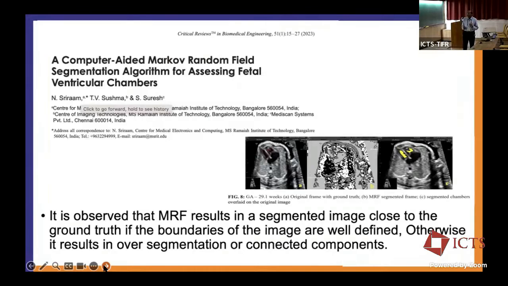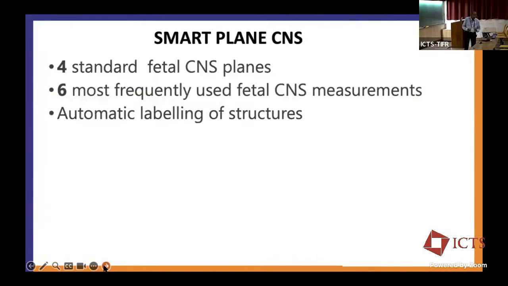So it was observed that MRF results, that is the Markov random field segmentation results in a segmented image close to the ground truth if boundaries of the image are well defined. So the fundamental is your basic image quality has to be good. So if it is there, then it's able to do a reasonably good job. Now comes to the head. Now here, we saw about the heart.